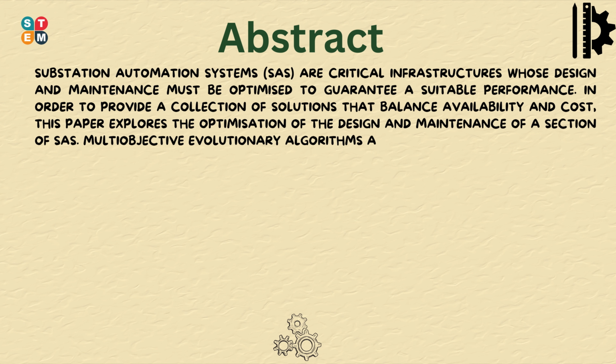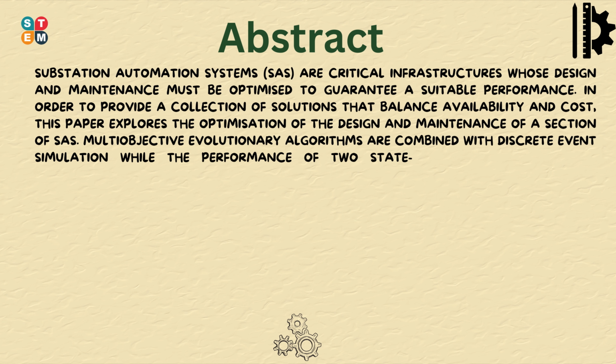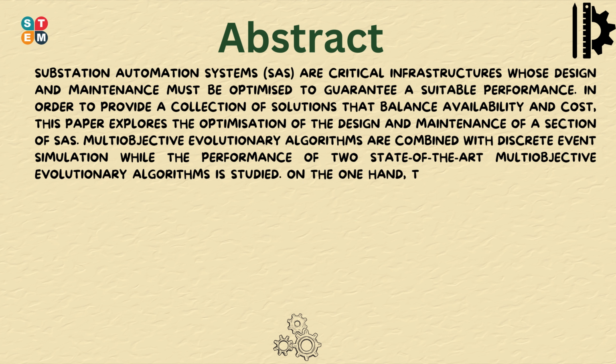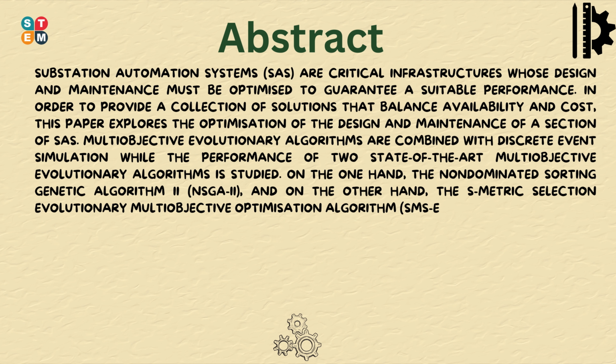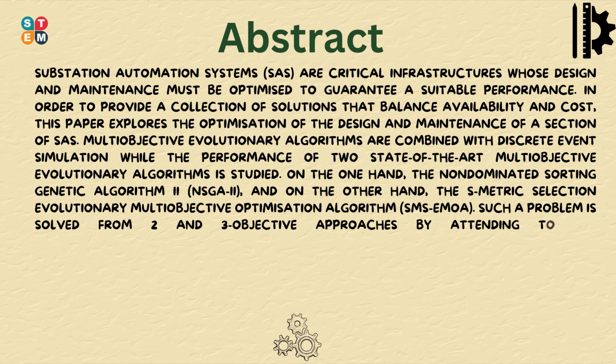Multi-objective evolutionary algorithms are combined with discrete event simulation while the performance of two state-of-the-art multi-objective evolutionary algorithms is studied. On the one hand, the non-dominated sorting genetic algorithm 2, and on the other hand, the S-metric selection evolutionary multi-objective optimization algorithm. Such a problem is solved from 2- and 3-objective approaches by attending to the multi-objectivization concept.